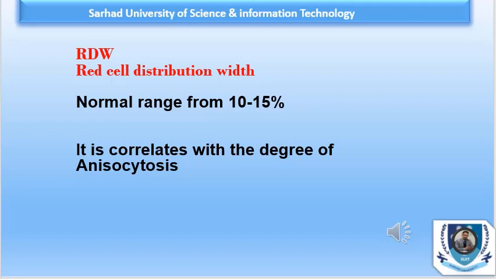If your RDW is too high, it could be an indication of a nutritional deficiency, such as deficiency of iron, folate, or vitamin B12. These results could also indicate macrocytic anemia as well. The normal range for RDW is 10 to 15%.